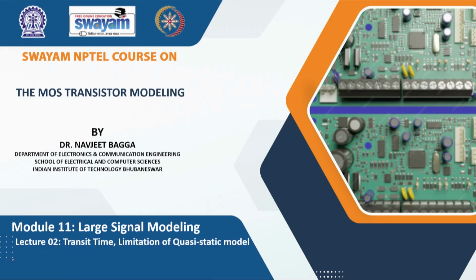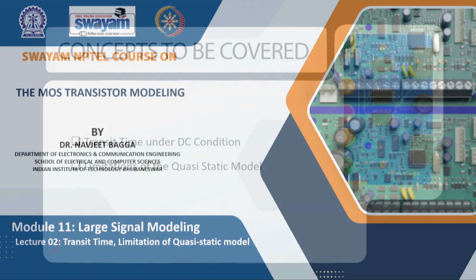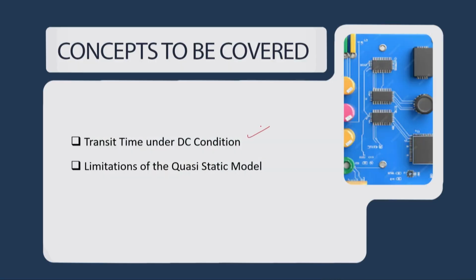Hello all, and welcome to this lecture. We are in module 11, lecture number 2. In this lecture, we will discuss transit time and the limitation of the quasi-static model. We are going to discuss transit time under DC condition, and we'll see what the limitation is of the quasi-static model that we just derived for different regions of operation, that is strong inversion, weak inversion and depletion or accumulation.